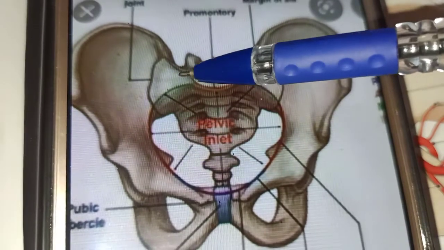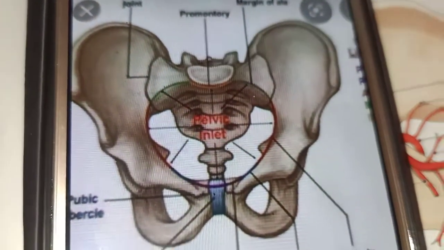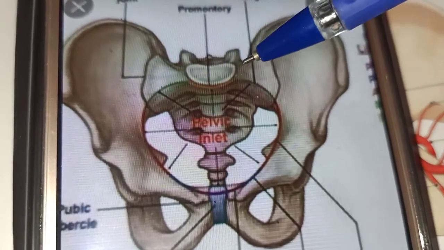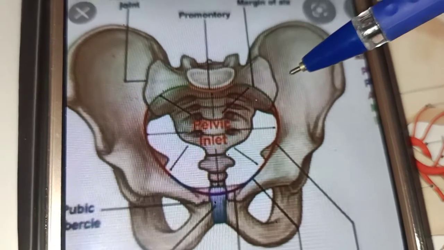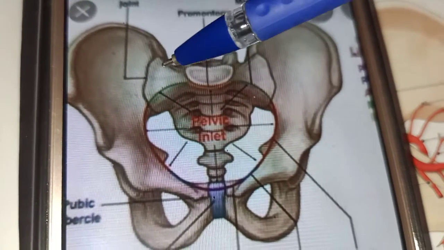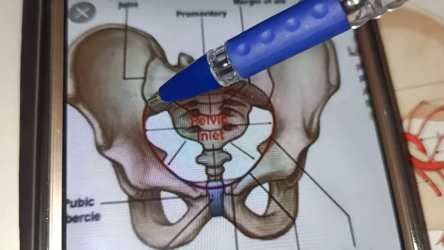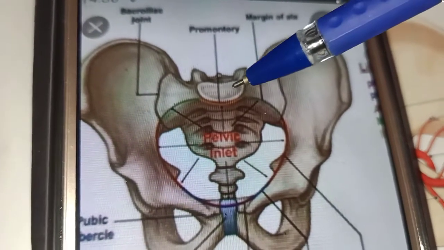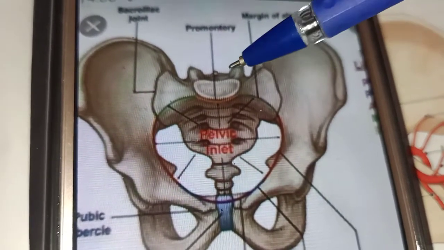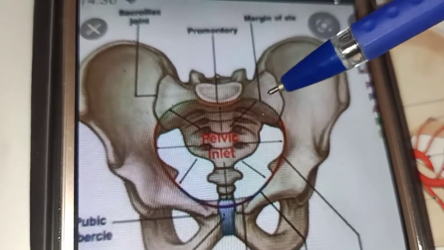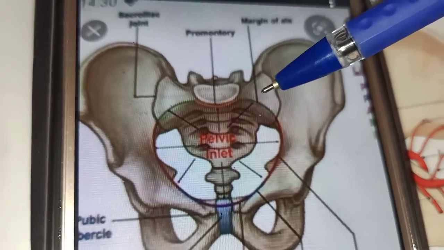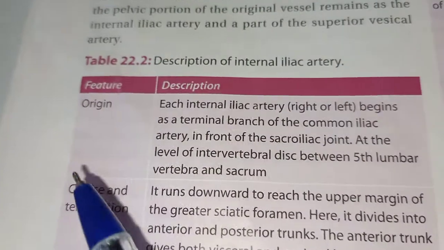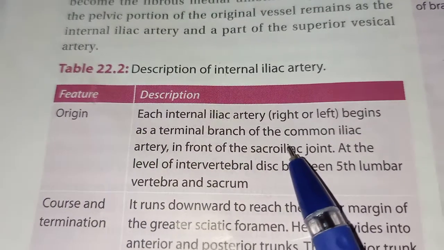So at this level, the common iliac arteries will divide into external and internal iliac, in front of the SI joint. This is the sacroiliac joint. So in front of the SI joint, the common iliac arteries at the level of the lumbosacral joint will divide into right and left internal iliac and external iliac. Okay, so this is the origin of the internal iliac artery.